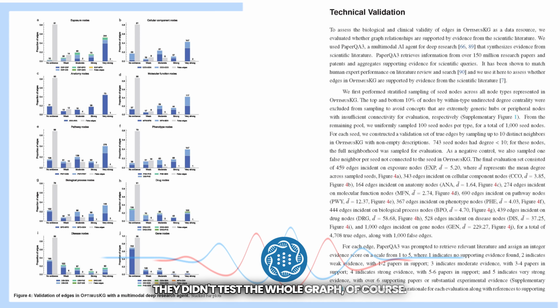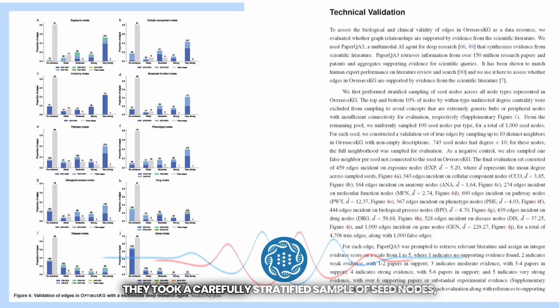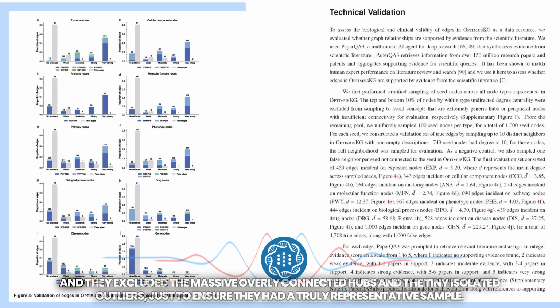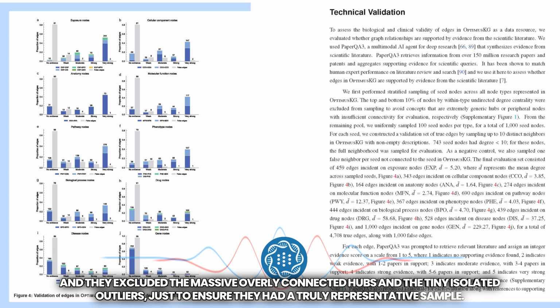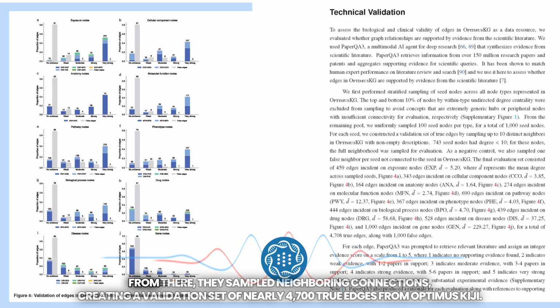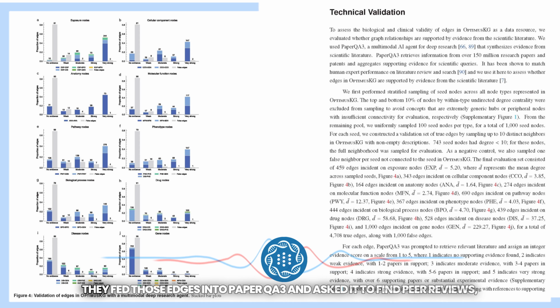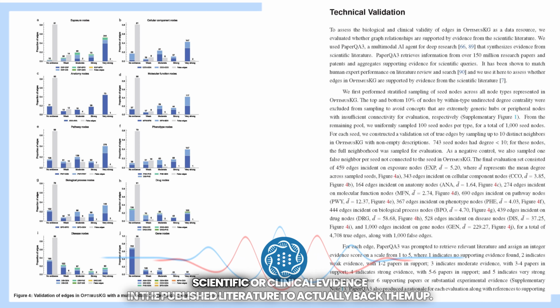They didn't test the whole graph, of course. Right. They took a carefully stratified sample of seed nodes, and they excluded the massive overly connected hubs and the tiny isolated outliers just to ensure they had a truly representative sample. That makes sense. From there, they sampled neighboring connections, creating a validation set of nearly 4,700 true edges from OptimusKG. Okay. They fed those edges into iKGJ and asked it to find peer-reviewed scientific or clinical evidence in the published literature to actually back them up.